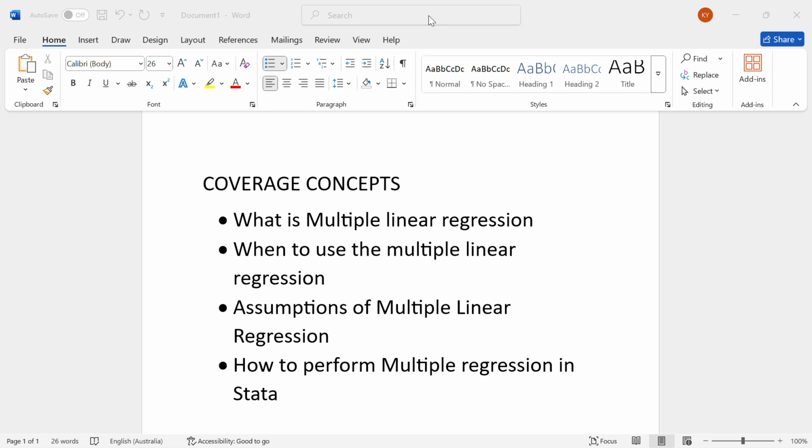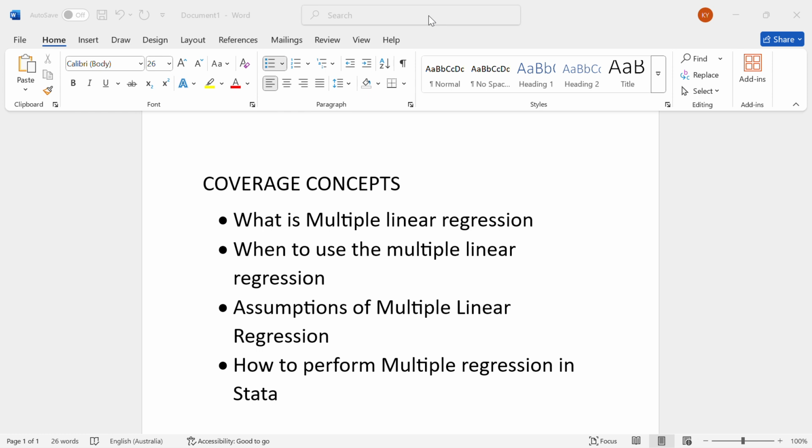Today, in our session, we are going to look at the topic of multiple linear regression. We are going to cover the meaning of multiple linear regression, when to use multiple linear regression, the assumptions of linear regression, and how to perform linear regression in Stata.